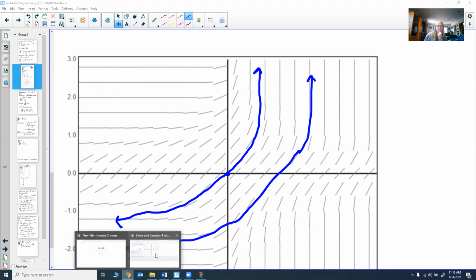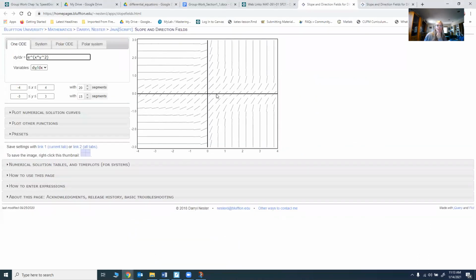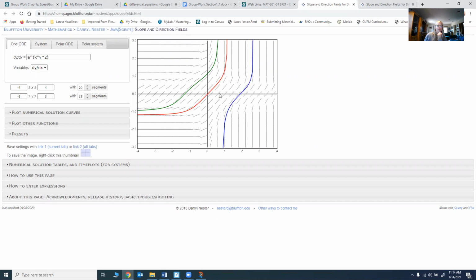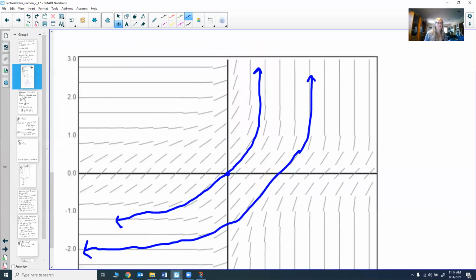The website will actually draw these for you. You can just click a point that you'd like to draw, and it will draw that in for you. Click another point, and it draws them all in there for you. And so you can see what's happening with these. That gives you a visual idea of what your solution looks like without actually knowing what it is and solving that differential equation. All right, so that's slope fields or direction fields.